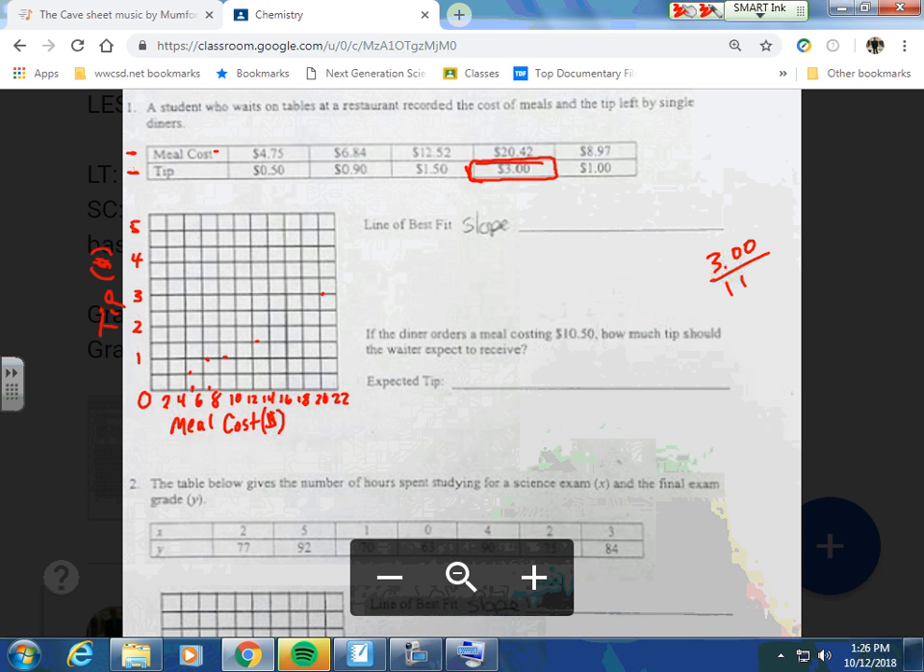Okay. And then let's say you get this one customer in there, and even though their bill was only $8, this might be a good idea to put on there. Their bill was $8, and even though their bill was $8, they tipped $5 because they're a super nice person. Okay? So even though their bill was only $8, they tipped $5. So go to 8, go up to 5, put a dot there too. All right?